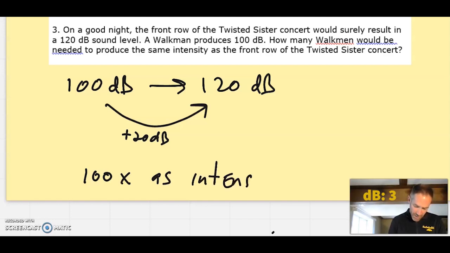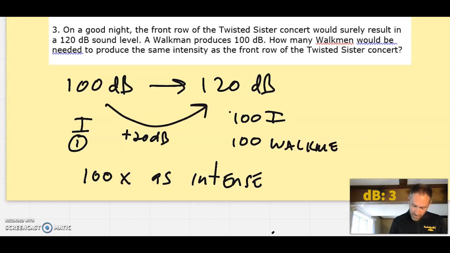And there's our answer, because 100 times as intense means to get something that's 100 times as intense, you need 100 of those things. And so if one Walkman would give you the intensity of 100, so this is one Walkman, then if I need something that's 100 times as intense, I need 100 of those Walkmen, because I need 100 times as much energy in the air. And so for this 120, this intensity would be 100 times as intense, and so that would mean I'd need 100 of those Walkmen to make that sound.